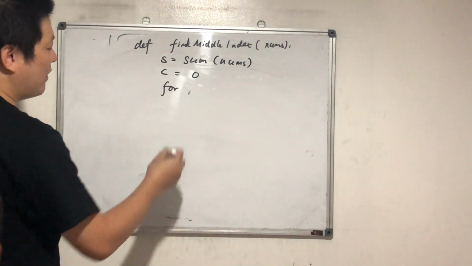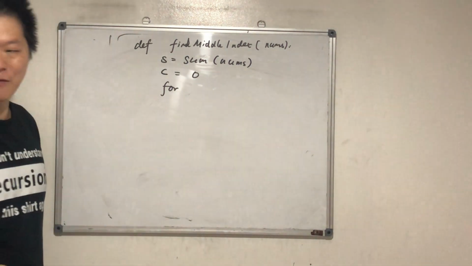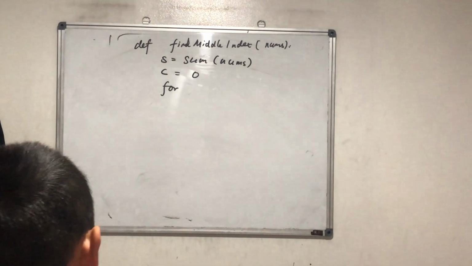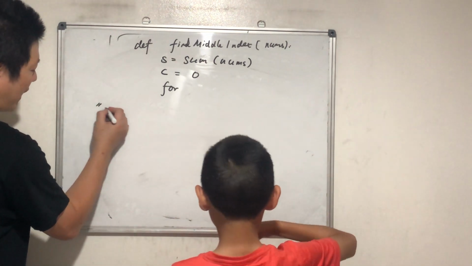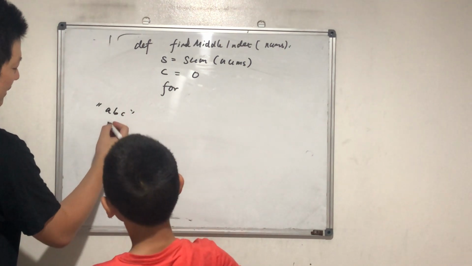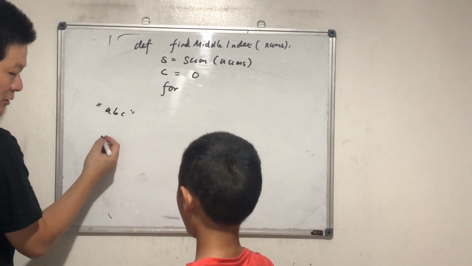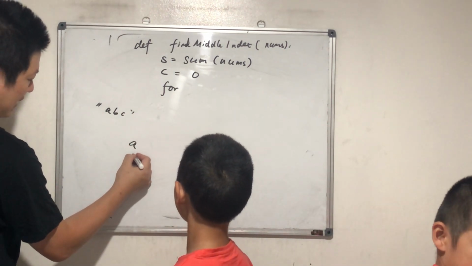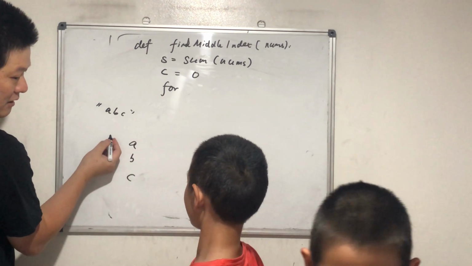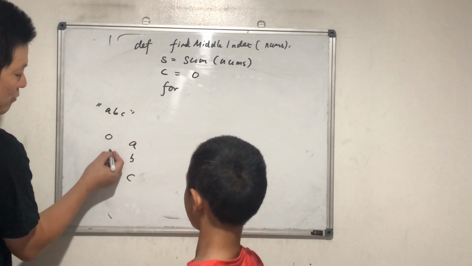Do you still remember the enumerate function? Remember we talked about the enumerate function yesterday, yeah? What's the enumerate of this ABC? Come on, what does it return? A, B, C, and then here: enumerate gives 0, 1, 2.